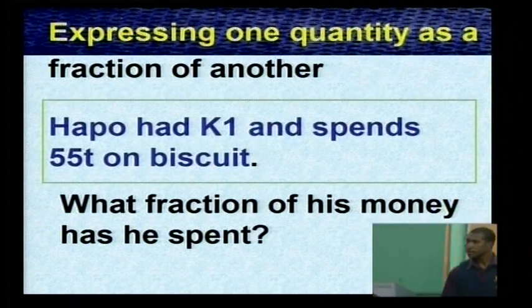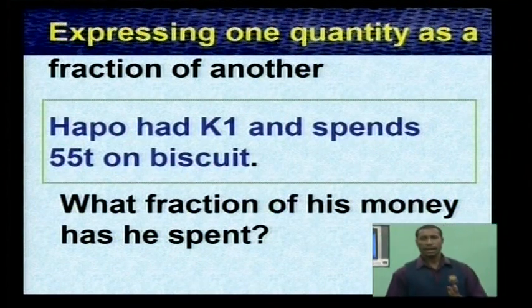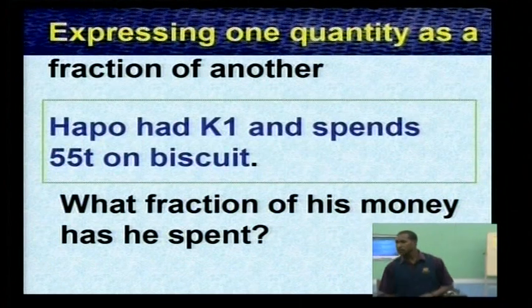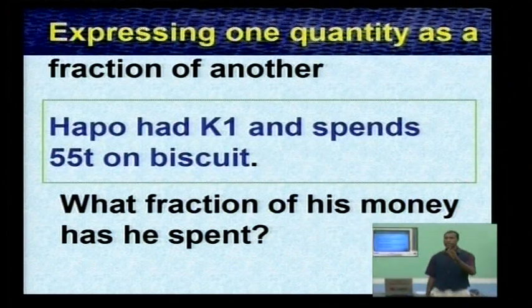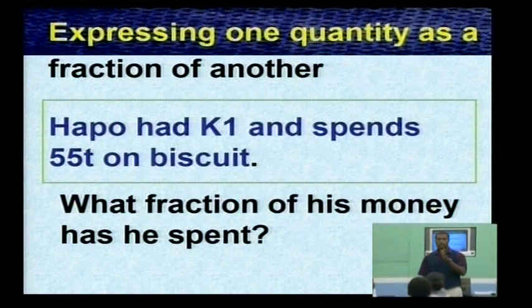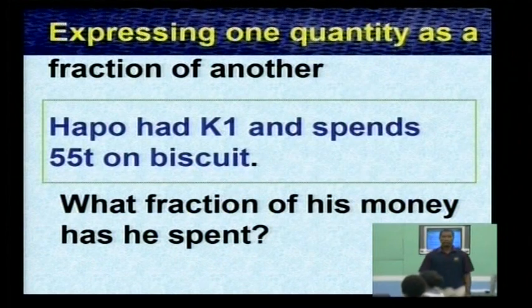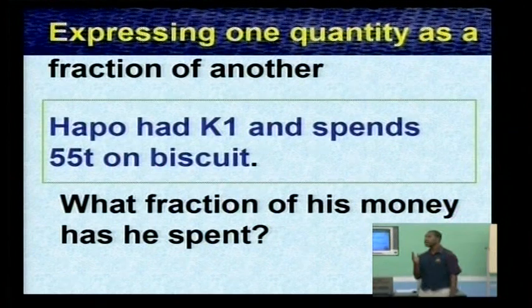Got the answer? Receiving students and 7E, it won't take you long. Okay, I'll give you a hint. The hint is 1 kina is equal to 100 toya. So, what fraction of money has he spent?